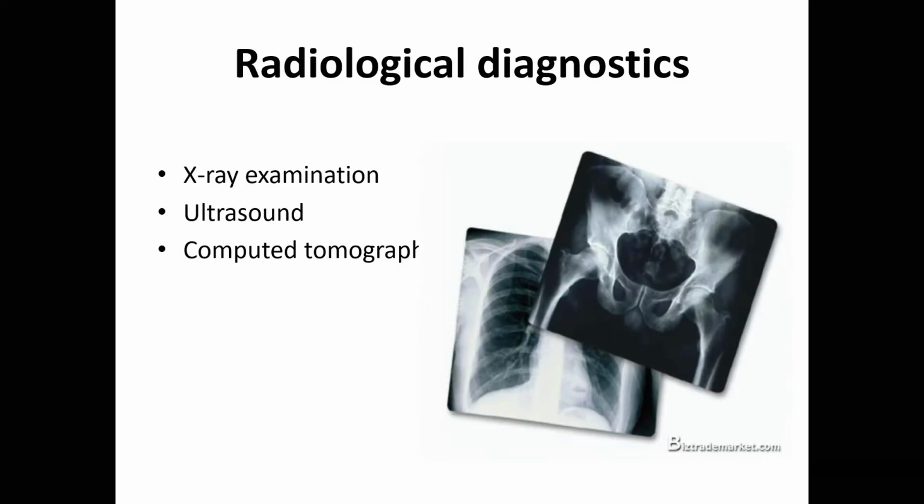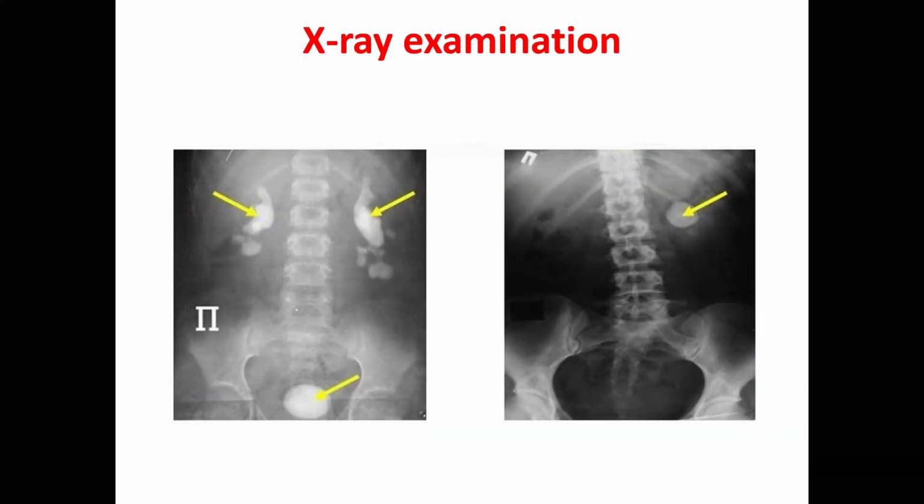The radiological diagnostics: X-ray examination, ultrasound, and computed tomography. On the X-ray examination you can see the stones here, the big stones here, and here. There are the staghorn stones. And here we can see on the plain urography the big stone here.